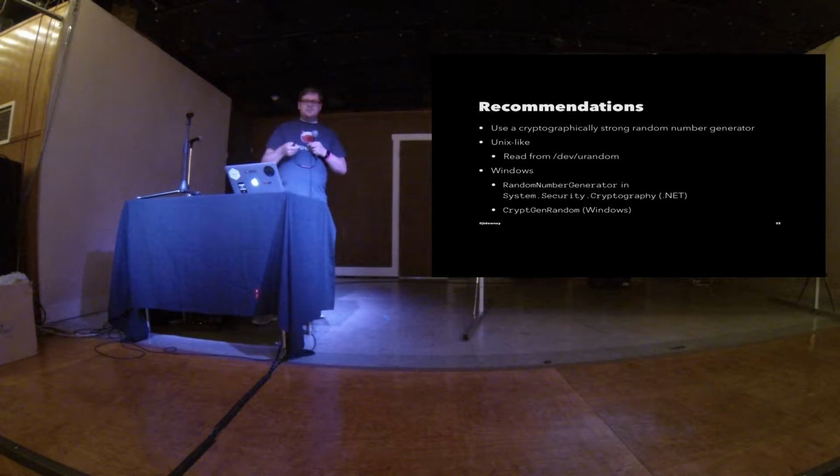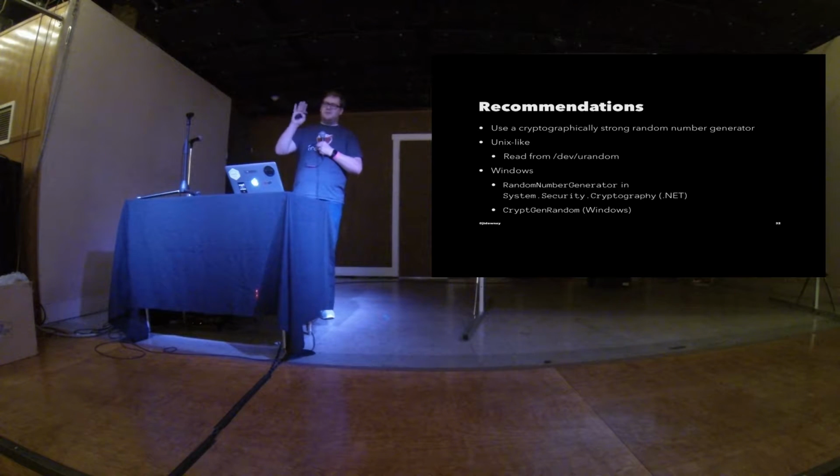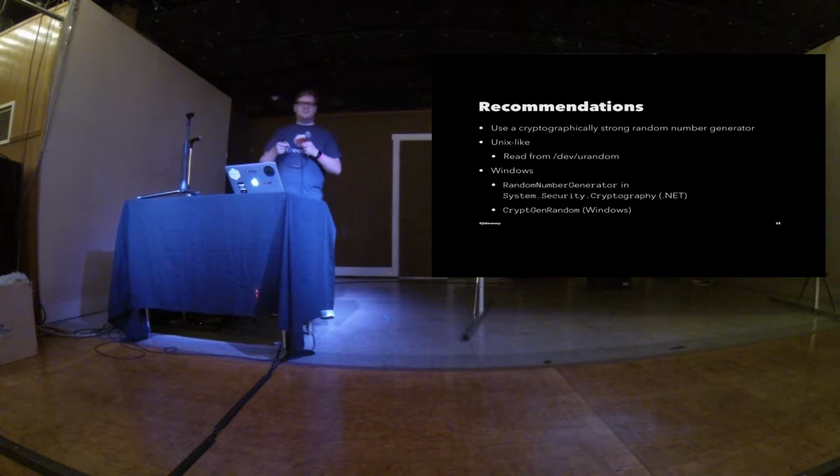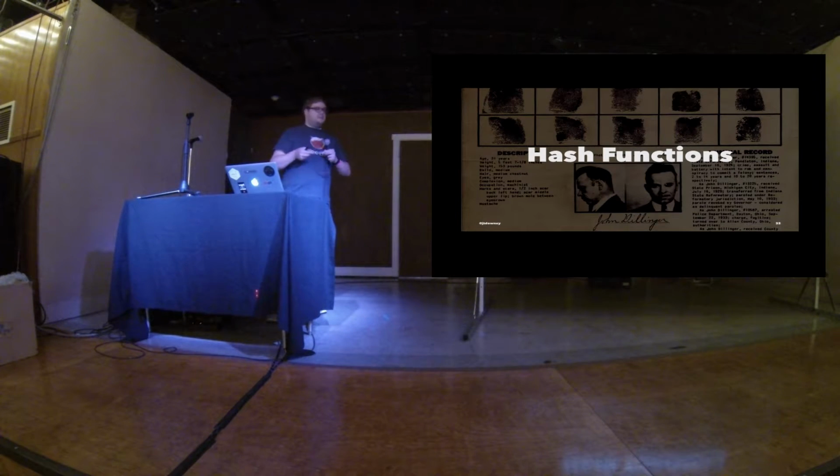So the general recommendation out of this: use a crypto-strong random number generator. If you're on a Unix or Unix-like system, read from /dev/urandom. There is some controversy about this that's kind of slowly going away. If you aren't familiar with it, I wouldn't worry about getting familiar with it. If you are familiar with it, we can talk tonight at the after party if you want to argue. On Windows, there's a random number generator in .NET, and there's CryptGenRandom for those on the Windows side of the house. Next up, hash functions.